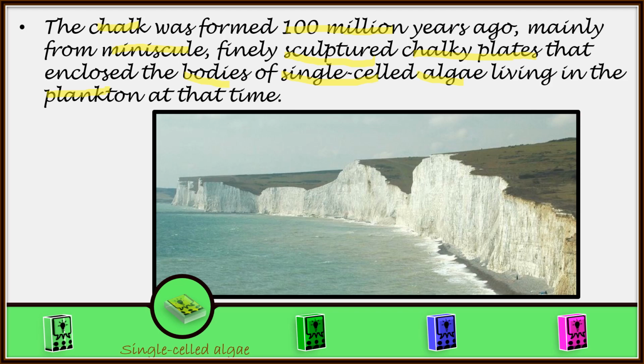So when you look at this, like as if it is a rock but made of chalk, it was formed 100 million years ago, and it was made from minuscule, finely sculptured chalk plates that enclosed the bodies of single-celled algae living in the plankton at that time. So when you look at it, it's like a rock, but white in color, like chalk.